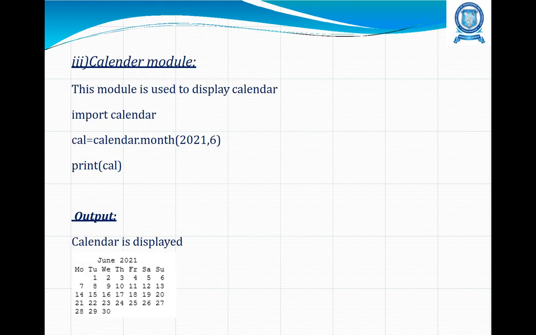Next one is the calendar module, to display the calendar. By the use of the calendar module, we can display the calendar. Calendar.month of 2021, 6. So for the year 2021, the 6th month, June, the calendar will be displayed.